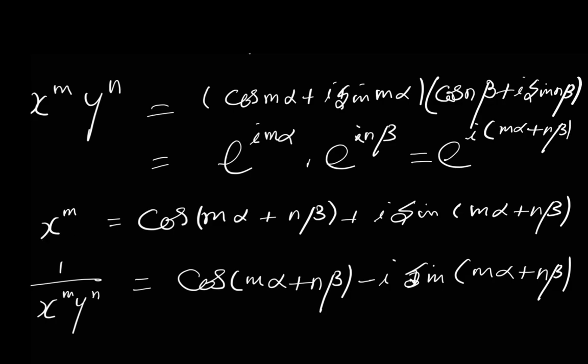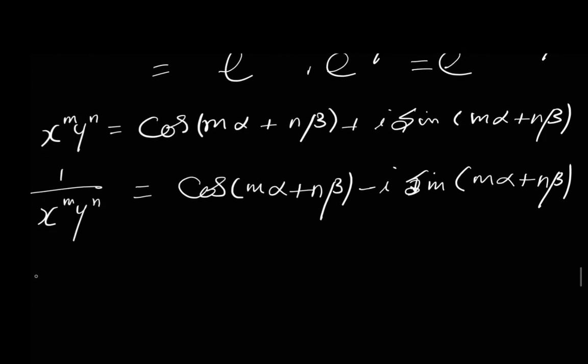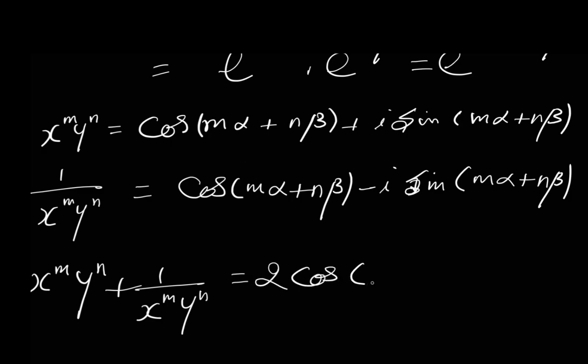So you add these two. You have to add x power m y power n plus 1 by x power m y power n. This is equal to 2 cos (m alpha plus n beta). The plus i sin and minus i sin get cancelled. So this is your right hand side result.